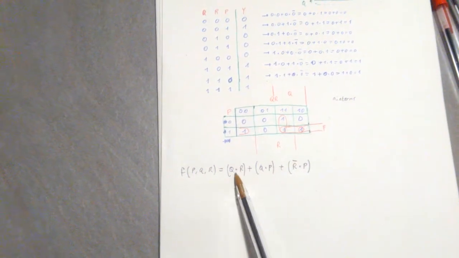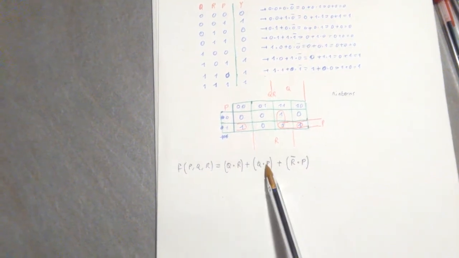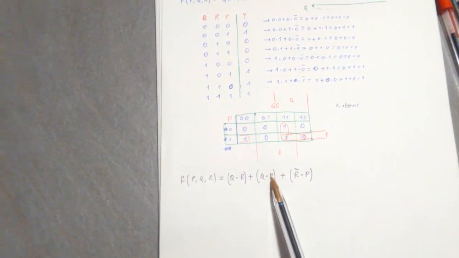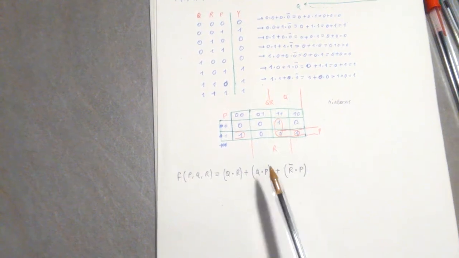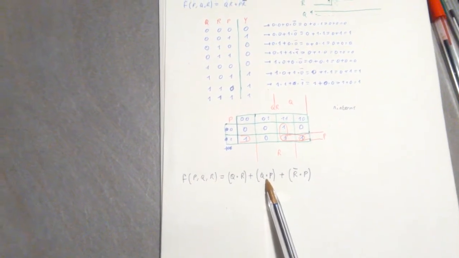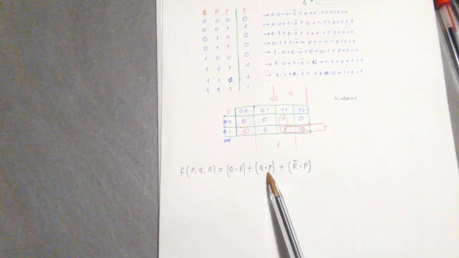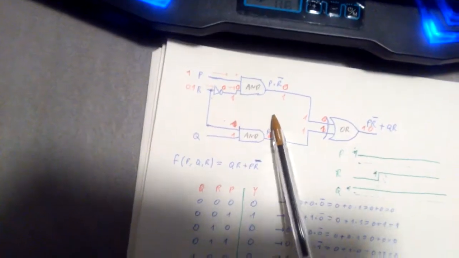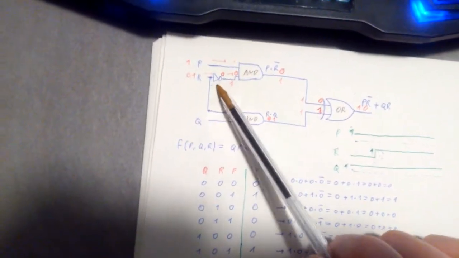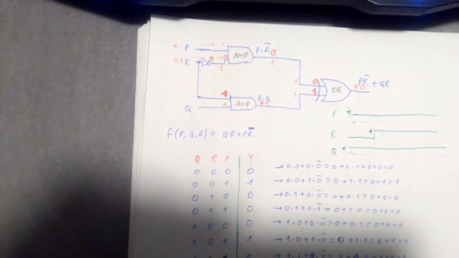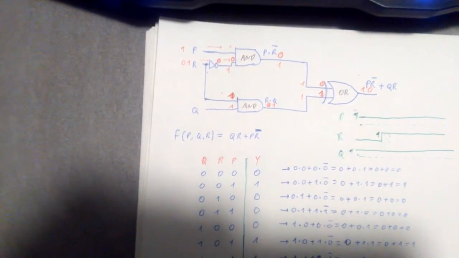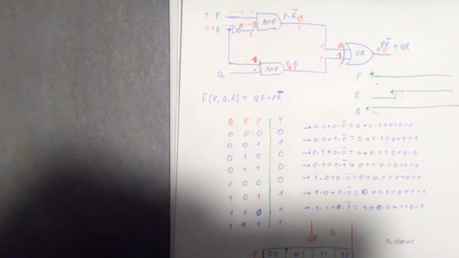However, it has not only QR, but it has Q times P. So basically it has an additional AND gate which takes Q ANDed with P. And it solves this problem here caused by the delay that this NOT gate is actually introducing. The circuit in this case will be like this.